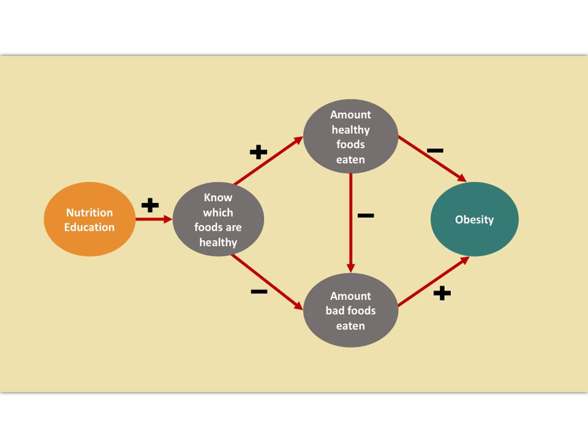Let's also try it going the other way. It's a good idea to try your variables going both up and down since they always go in both directions. So less nutrition education, less knowledge about what's healthy, more bad food eaten, more obesity.